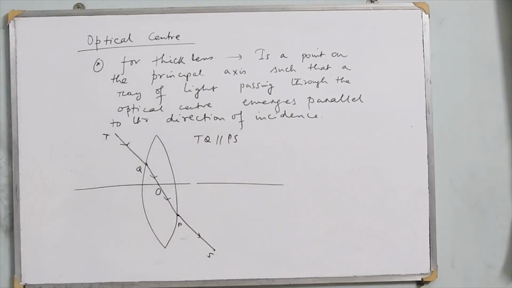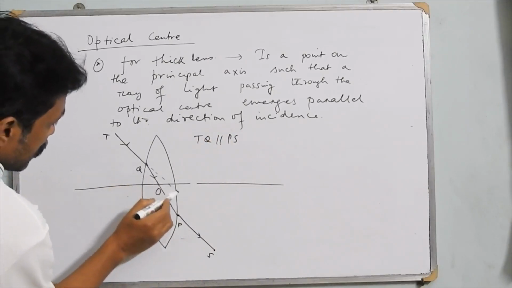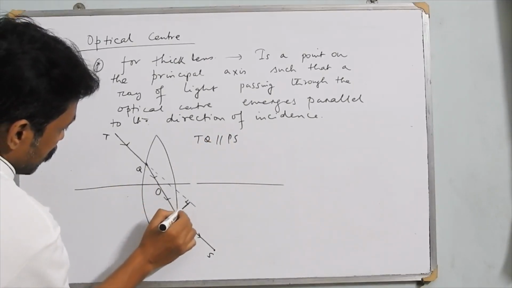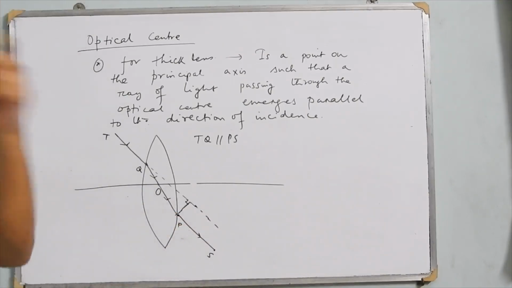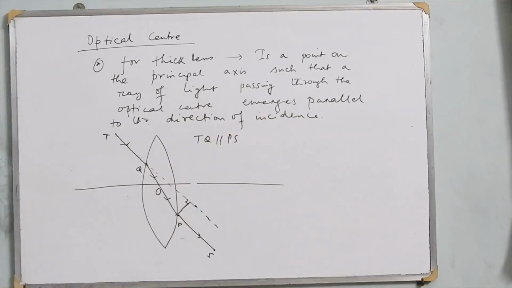So the ray of light emerges parallel to the direction of incidence, and there is a prominent lateral displacement, you can say. So this is your lateral displacement. This perpendicular is your lateral displacement. That's why it emerges parallel to the direction of incidence. A similar diagram can be drawn for a concave lens also. If the concave lens is indeed thick, then the ray of light after refraction passes through the optical center in such a manner that the emergent ray will remain parallel to the incident ray.